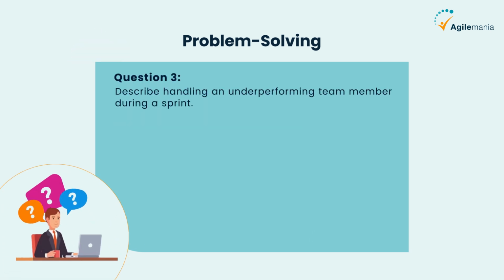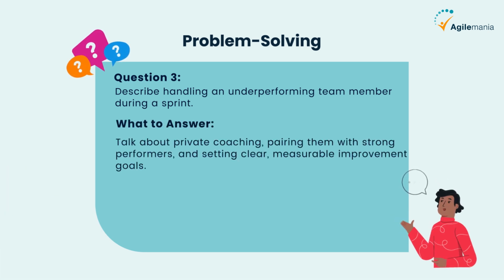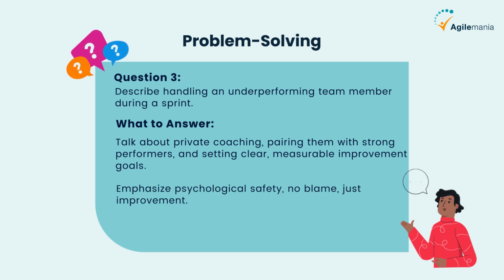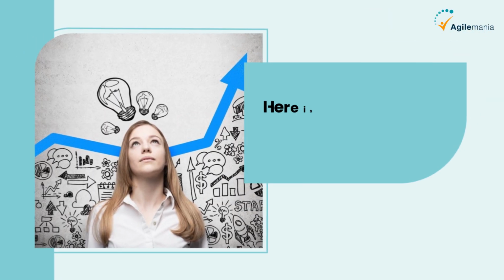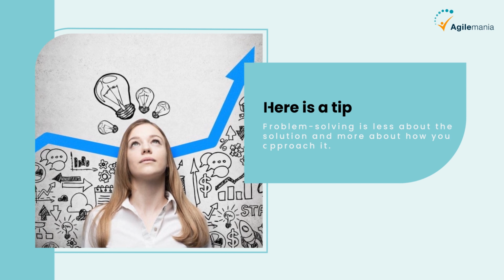Question 3. Describe handling an underperforming team member during a sprint. What to answer? Talk about private coaching, pairing them with strong performers, and setting clear, measurable improvement goals. Emphasize psychological safety: no blame, just improvement. Here is a tip: problem solving is less about the solution and more about how you approach it.